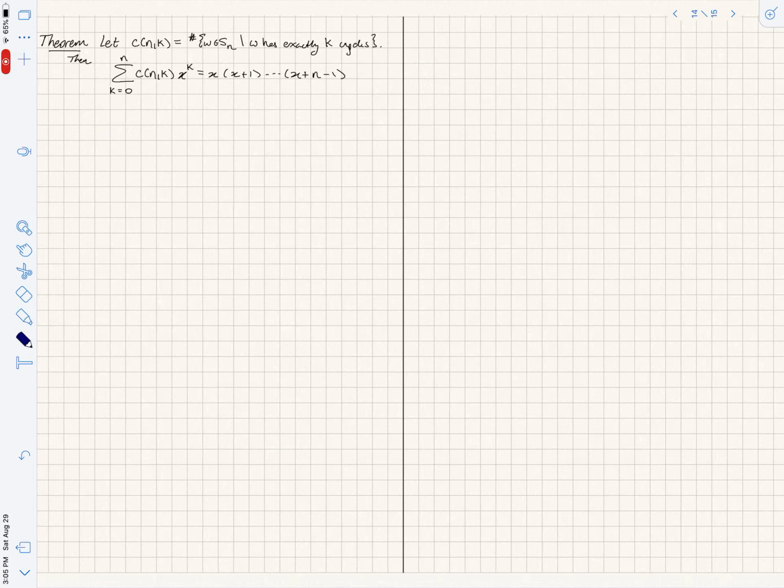Coming back again to the Stirling numbers of the first kind, and their signless counterparts, we want to prove this formula for the generating function. That the generating function, fixing n, for the Stirling numbers of the first kind, c(n,k), is exactly the rising factorial for x's. I'm going to give two proofs of this.